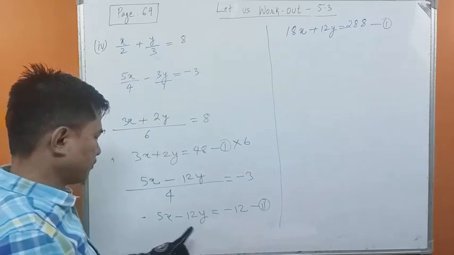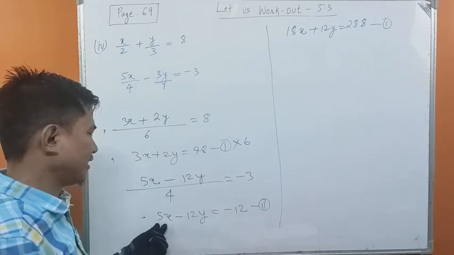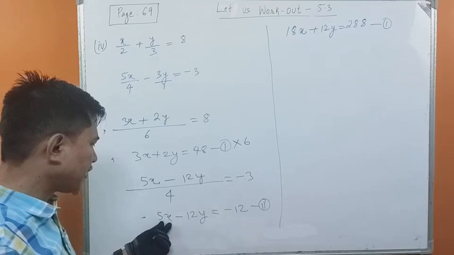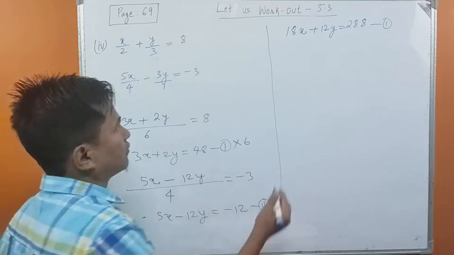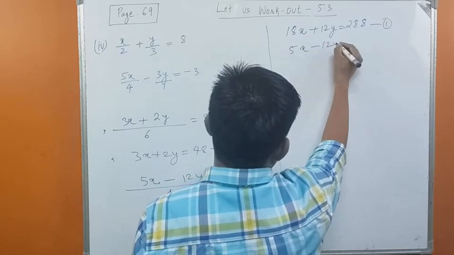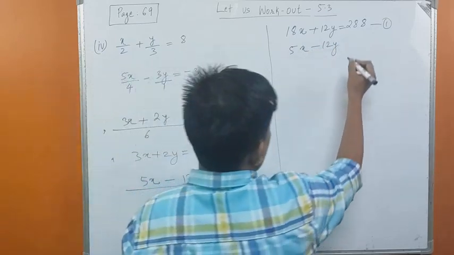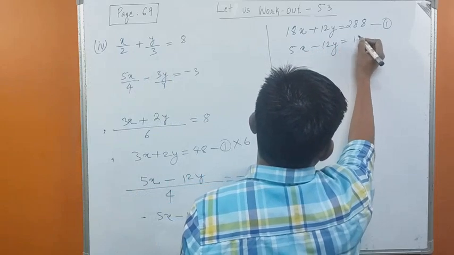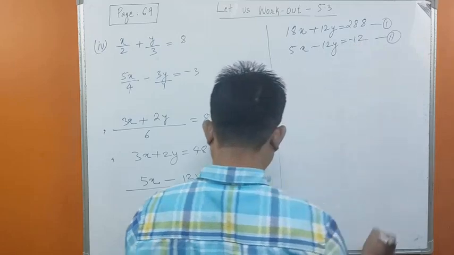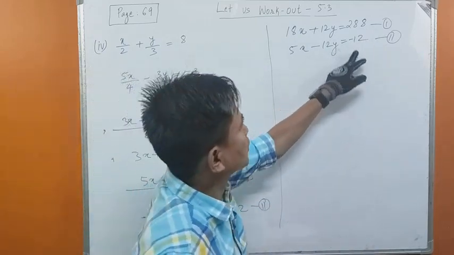Now equation 2, we don't need to multiply with any number. You can multiply with 1. That doesn't change anything. So 5x minus 12y equals minus 12. This is equation 2. We have a minus sign here. 5x minus 12y equals minus 12.